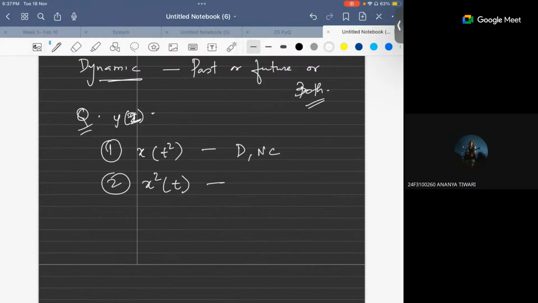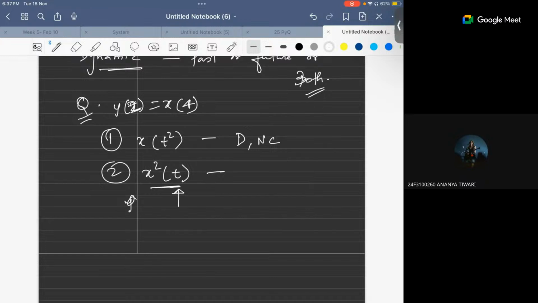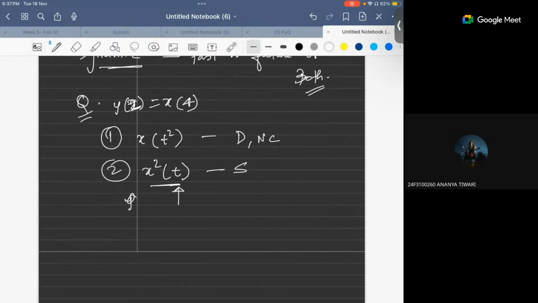Okay, so you can just check this. y of 2 is depending on x of 4. So future comes, right? If future comes, for sure it will be dynamic, and that will be non-causal also. Similarly, x square t. What about x square t? Causal and static. Correct. This is static because that just depends on the present, and then it will be causal also.